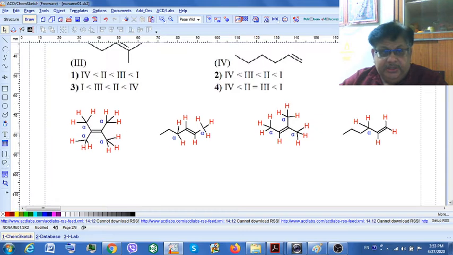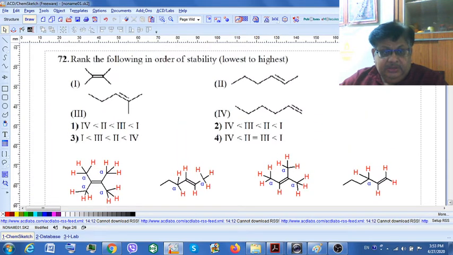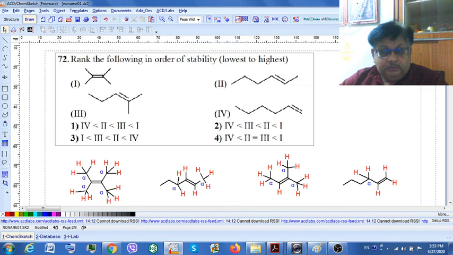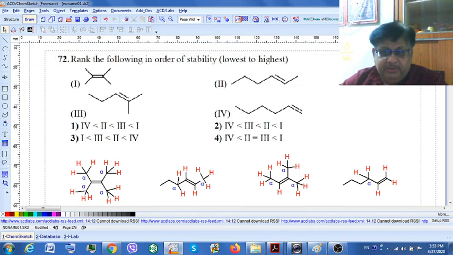Now let's look at this question. Question number 72. He says, what is the order of stability from the lowest to highest? All of them are alkenes. Now if you are noticing one point over here, stability of alkenes is directly proportional to the number of substituents on the double bond. Greater the number of substituents, more is the stability.